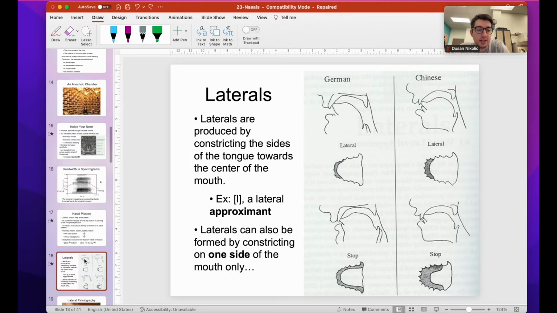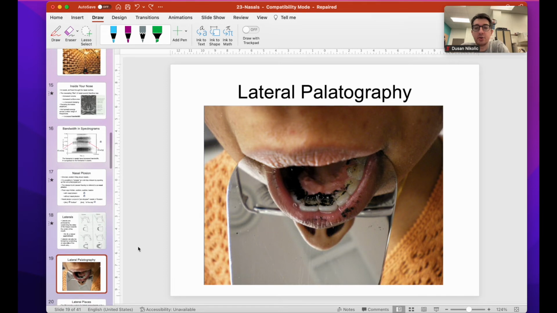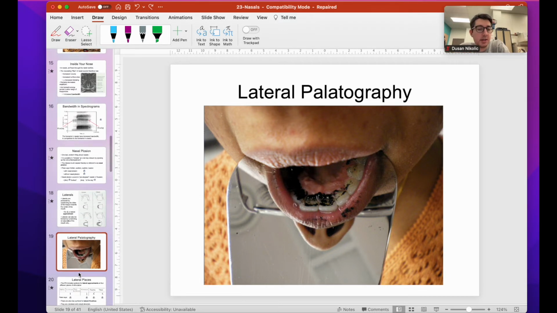You can do that as well, and we learned this through lateral palatography, where you basically have a mixture of oil and charcoal, and then you rub it upon a person's tongue and see where they place their tongue by producing a word, and after they have produced a word, the traces are left.